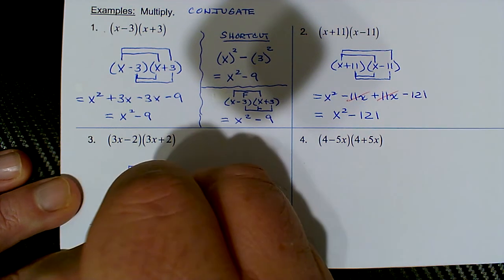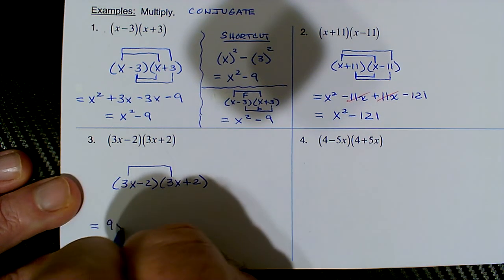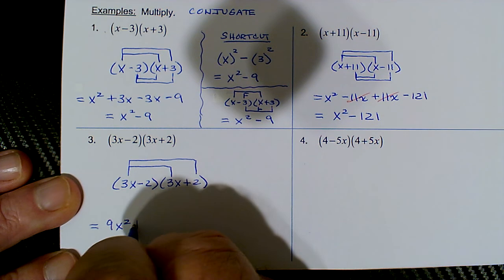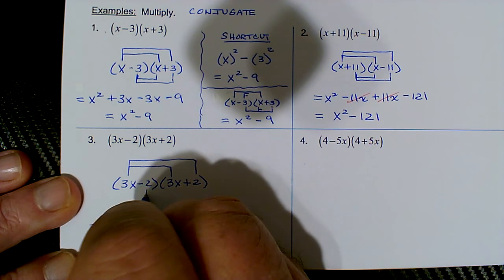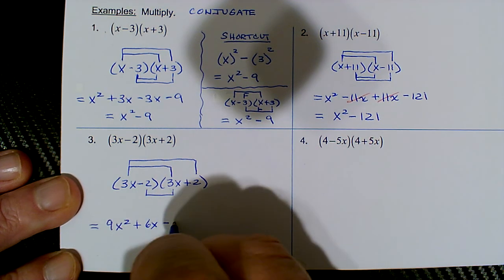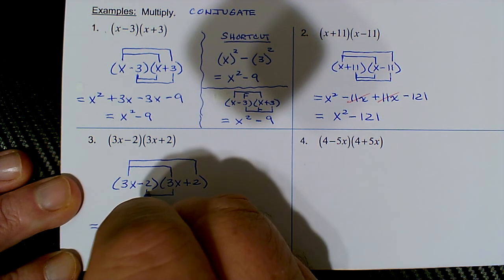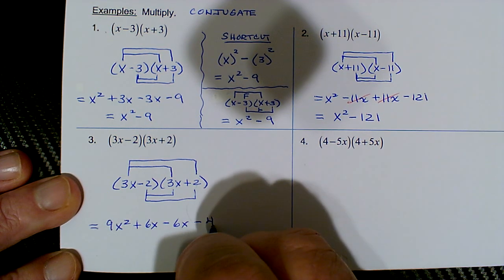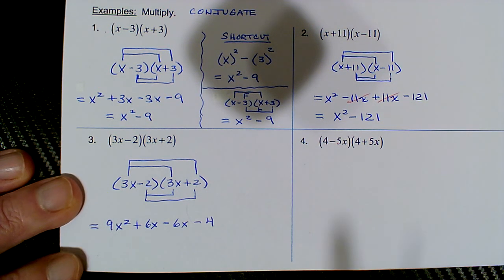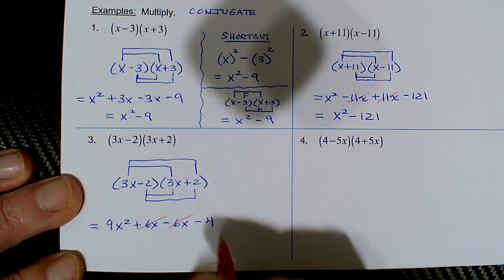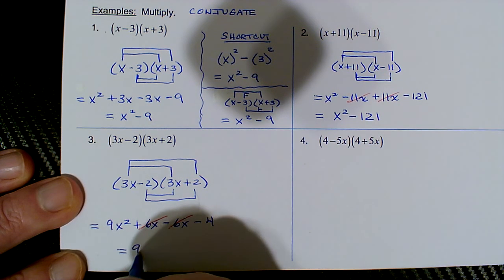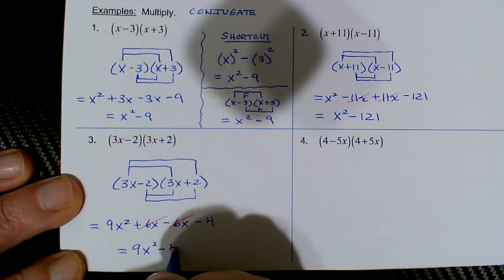So 3x times 3x, 9x squared. 3x times positive 2, positive 6x, negative 2 times 3x, negative 6x, and negative 2 times 2, negative 4. Once again, the outers and inners cancel, and we just get 9x squared minus 4.